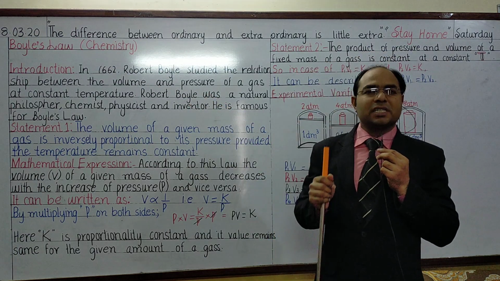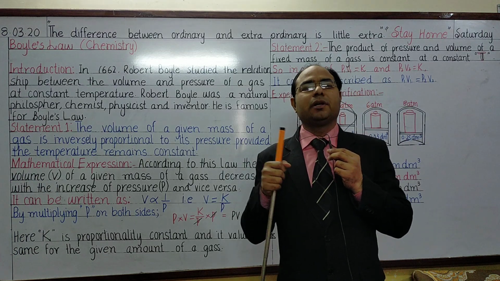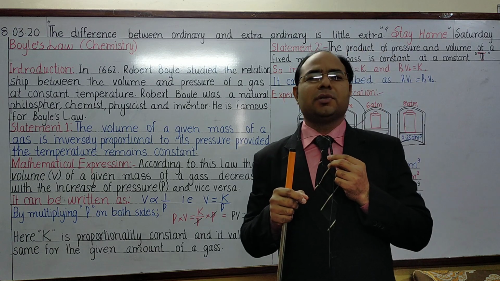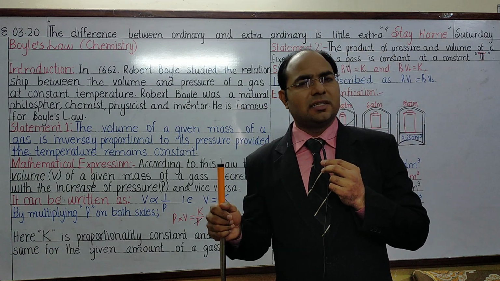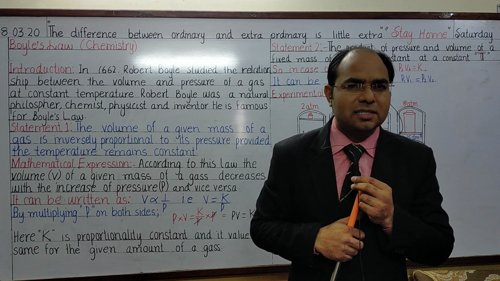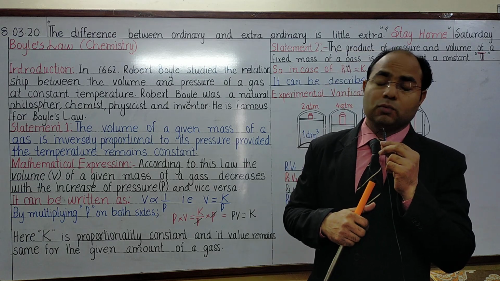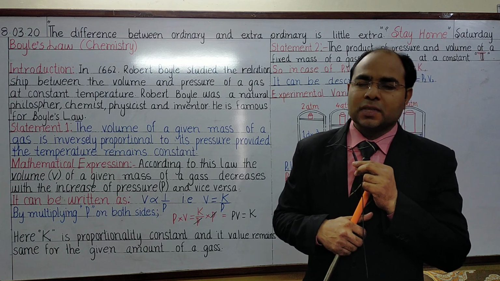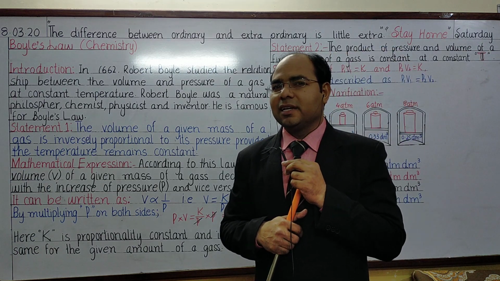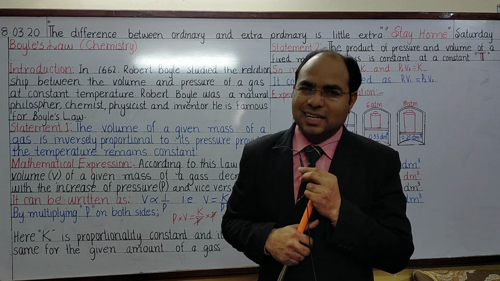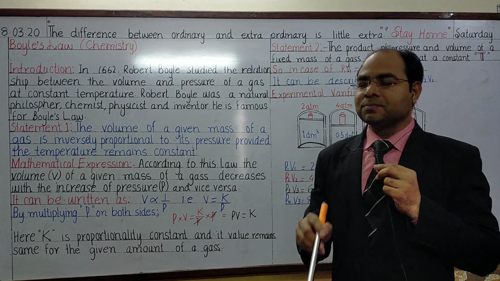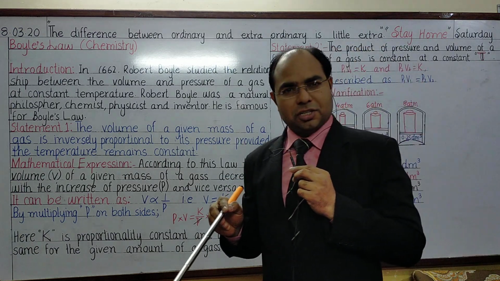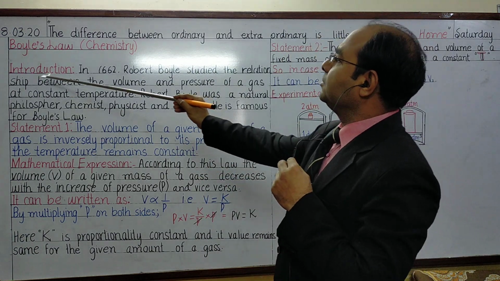My dear, firstly we need to understand what Boyle's law is. It is very easy to understand that Boyle's law is named after a scientist who presented this law. And what was the name of that scientist? Robert Boyle. Robert Boyle was a scientist who presented this law. And when was it presented? That was presented in 1662.